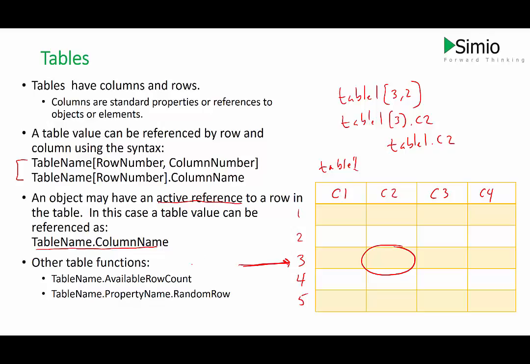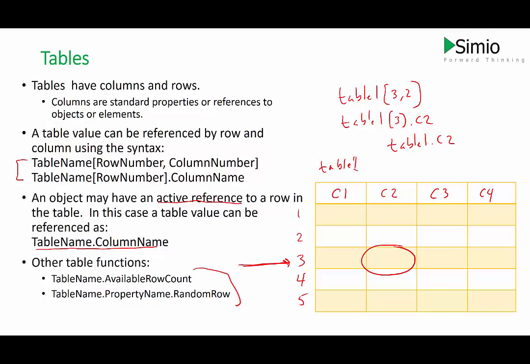Also note there are two additional functions that we see. One is available row count, which tells me how many rows there are on the table. And secondly, we have something called random row, which lets us select a row randomly using the property value to determine the probabilities. Again, we'll see examples of these as we move forward in the video.